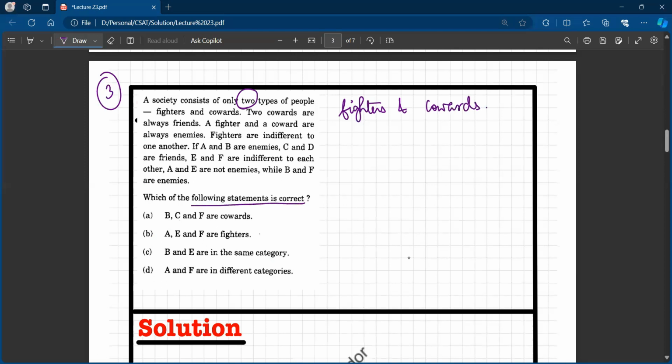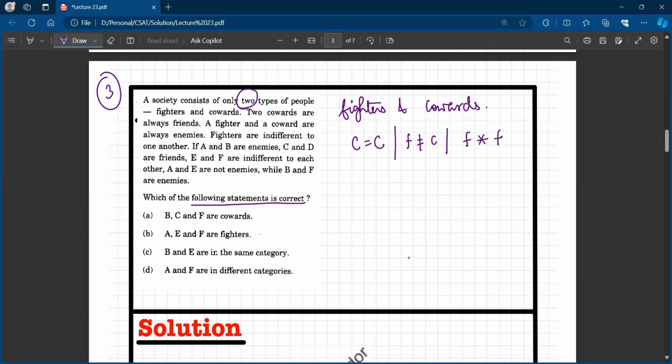Again, it has asked you which of them is correct. Two cards are always friends. C equals C, friends. A fighter and a coward are always enemies. Fighters are indifferent to one another.